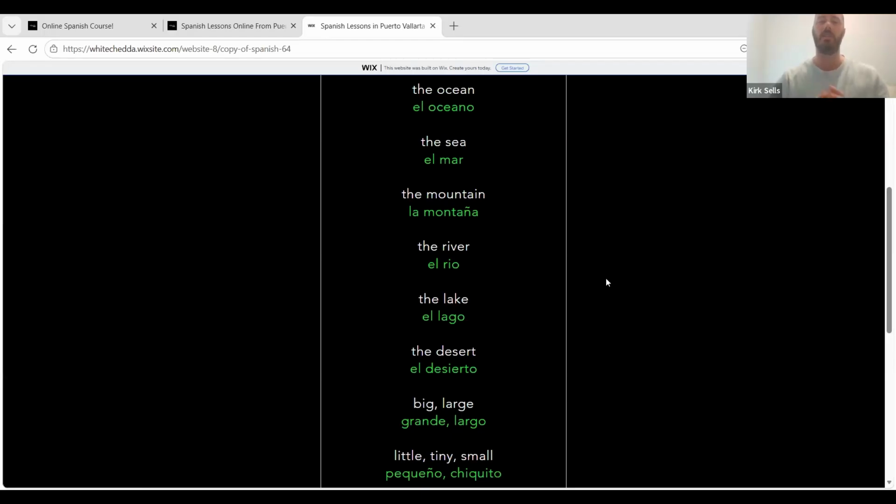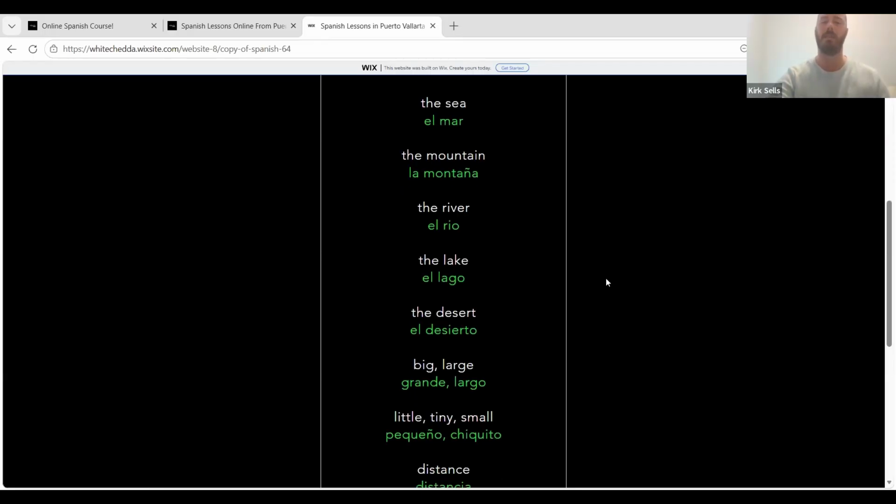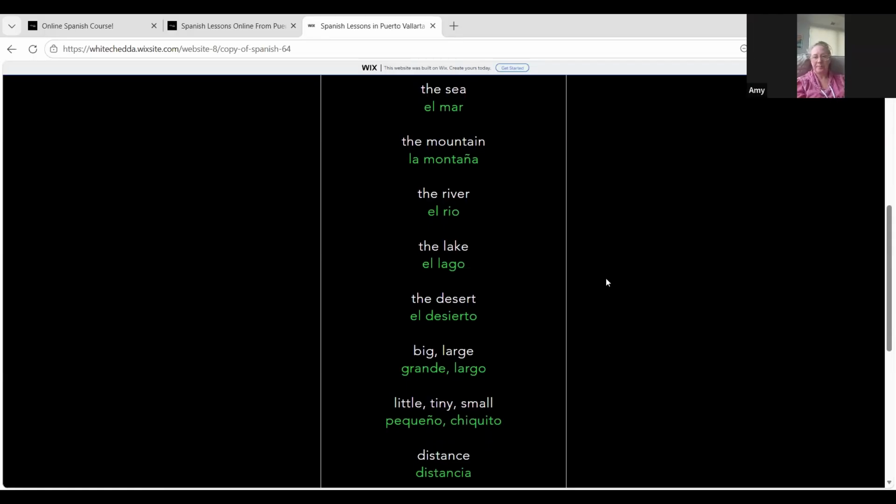Notice that the gender of the word the sea, el mar, it doesn't give us those hints like we've talked about in previous lessons about the gender because it doesn't end in A or O. So we just have to know that the sea is masculine. That's why it's not Pacífica or Atlántica. It has to be el mar Pacífico or el mar Atlántico. Does that make sense? Yep. Good. Let's try the next one.